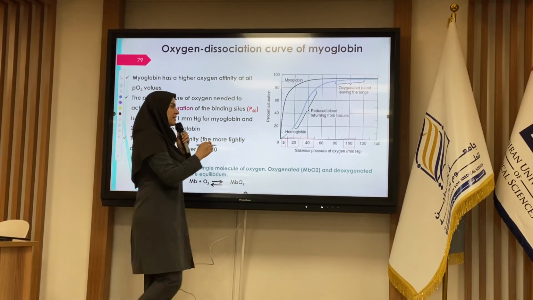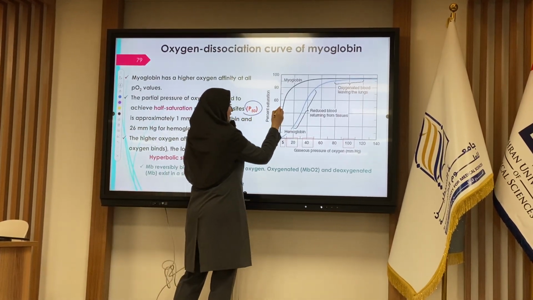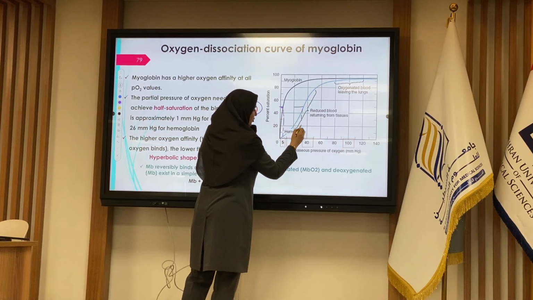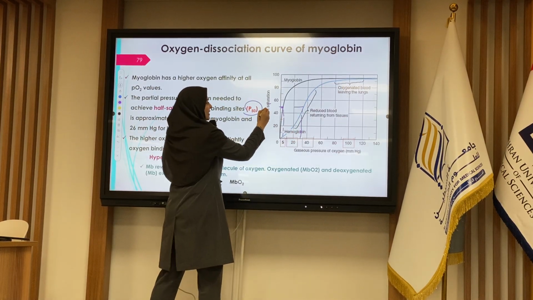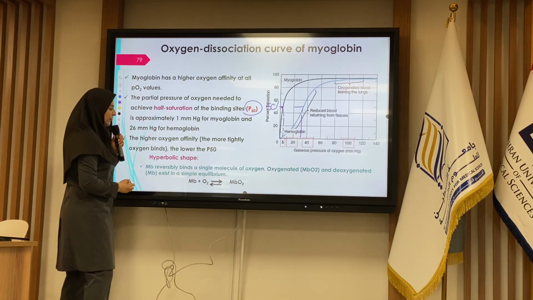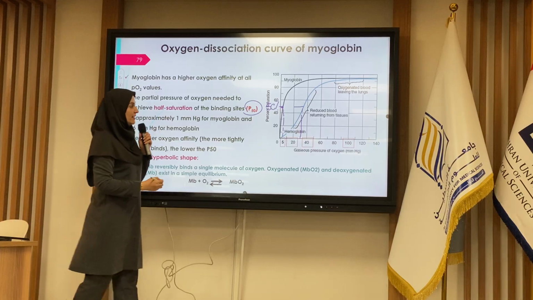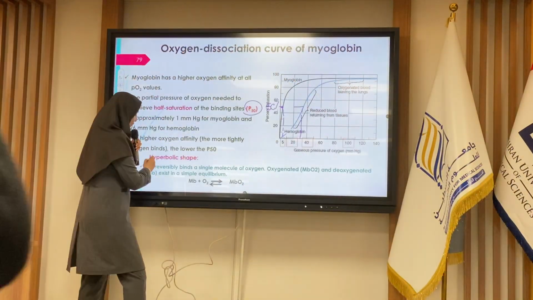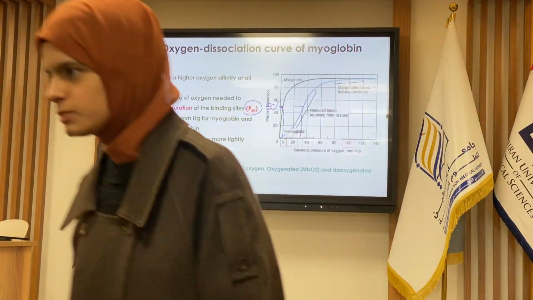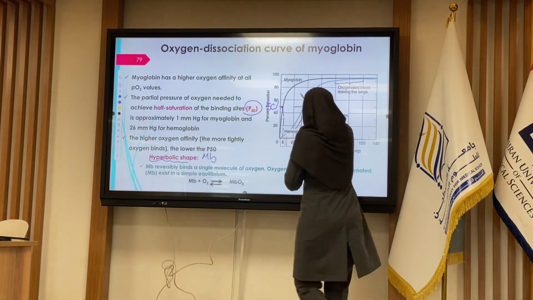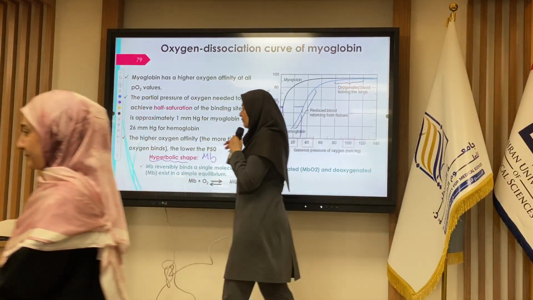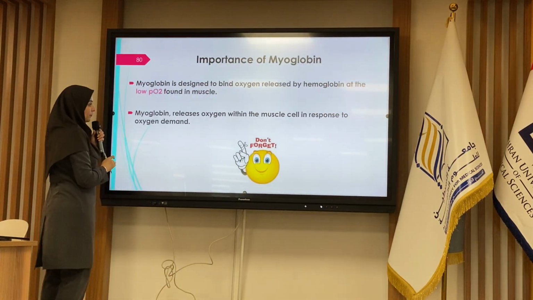About the P50, as I mentioned, P50 is the pressure of oxygen at which you have half saturation of your molecule. As you can see here, the form of the curve for myoglobin is hyperbolic, the black curve. The blue curve is for hemoglobin. I will talk about the hemoglobin curve.